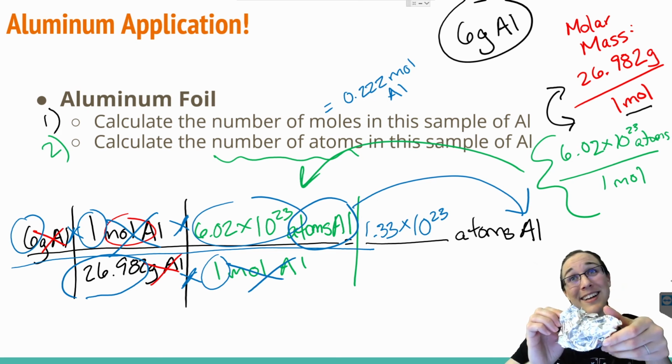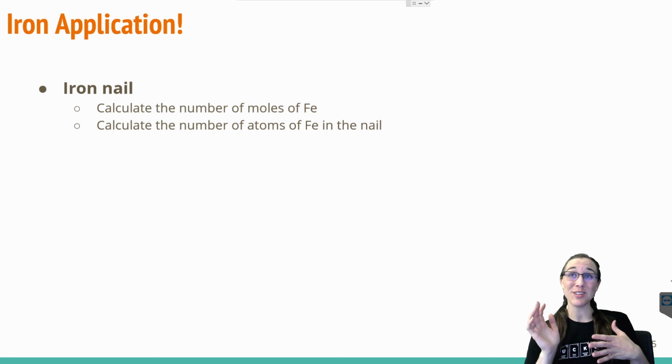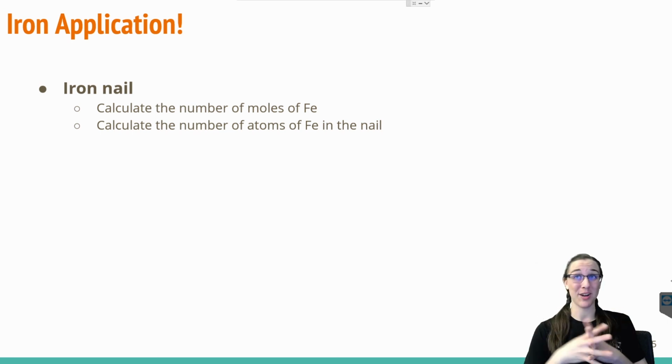It does mine, anyways. Now that I showed you how to do this with aluminum foil, I'd like you to try this iron nail application at home. I'm assuming most people have an iron nail at home, so if you've got an iron nail, find the mass of that iron nail on a scale. Hopefully you have some kind of kitchen scale or maybe a little scale like the one I have, the little mini one, or something like that. And find the mass of that iron nail, then calculate the number of moles that's in that iron nail and the number of atoms that would be in that iron nail.